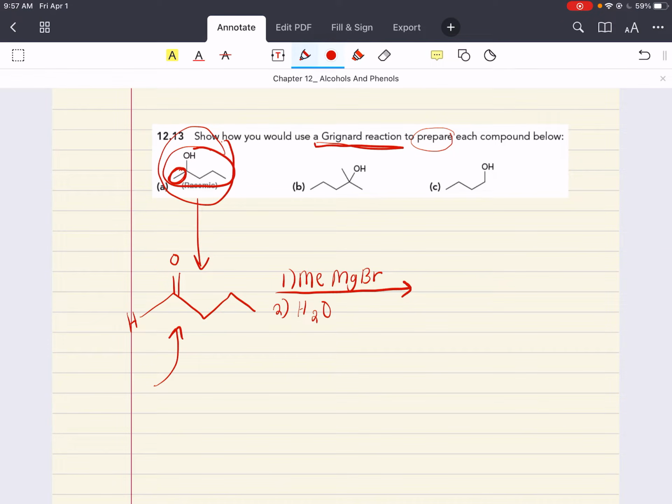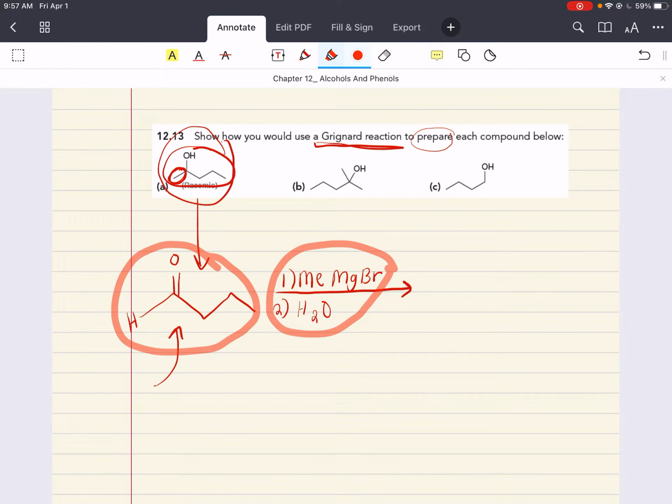What's going to happen here, using this Grignard reagent and this starting material, is that we're going to add a methyl group here, which is going to give us the carbon skeleton that we want. And instead of this carbonyl, we're going to have an alcohol group. These are the two things that are happening here. We add a methyl group, and we get an alcohol.